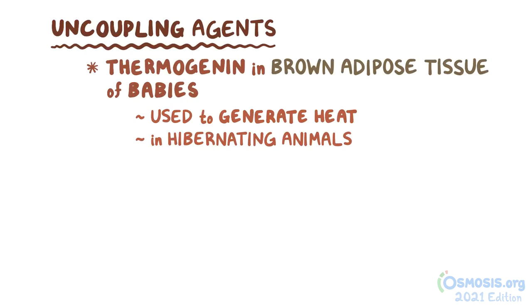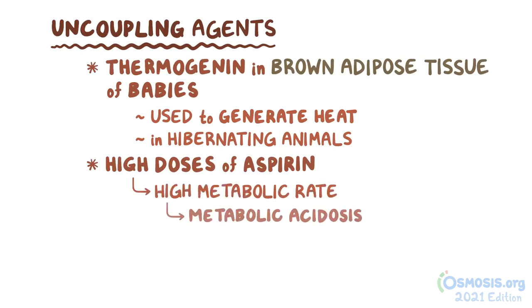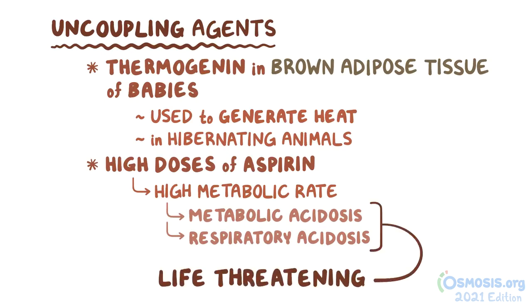Another example of a medication that can be an uncoupling agent in high doses is aspirin. The uncoupling can lead to a really high metabolic rate, which can lead to a metabolic acidosis. And if ATP levels start to fall too low to allow the respiratory centers and respiratory muscles to work, then it can lead to a respiratory acidosis as well. A combined metabolic and respiratory acidosis quickly becomes life-threatening.